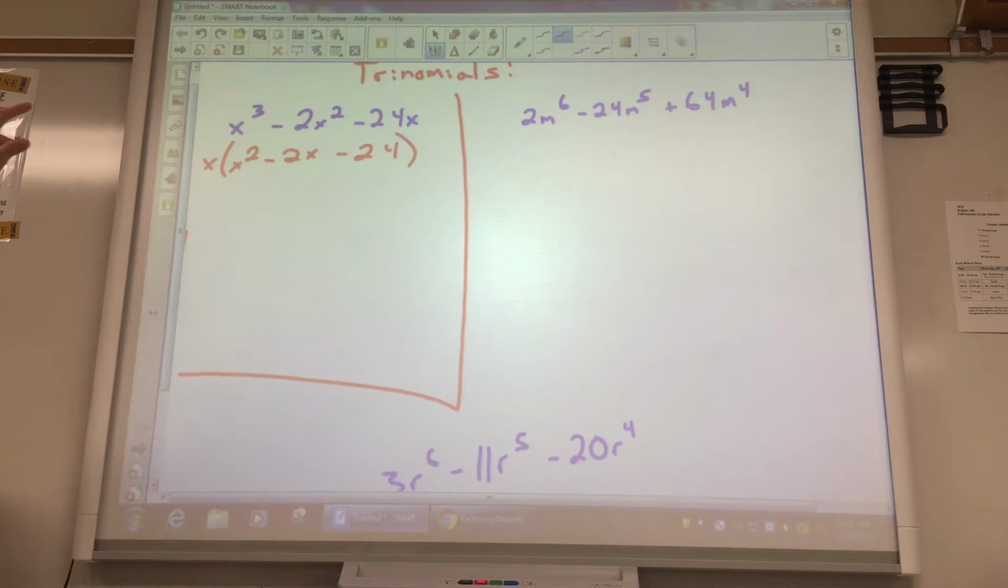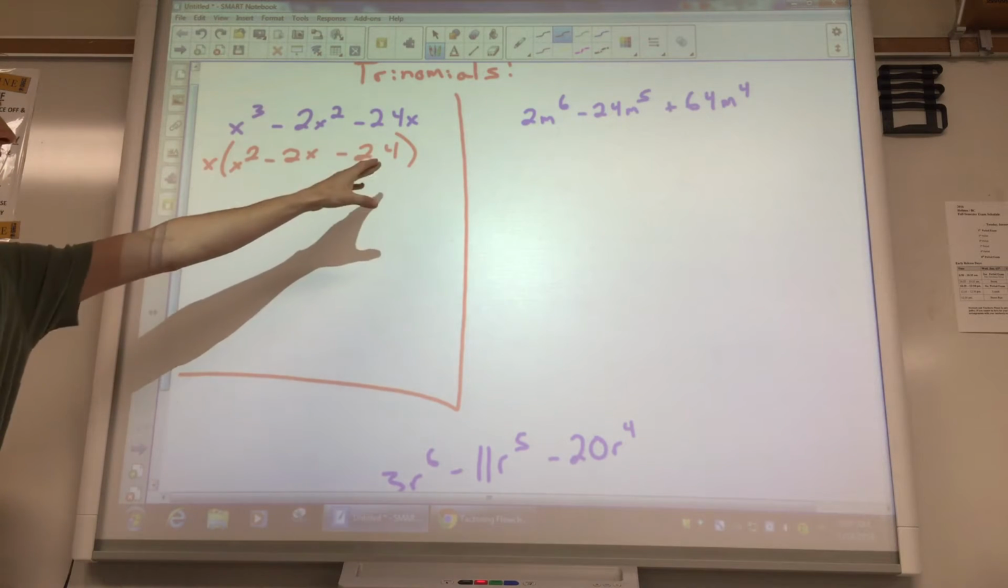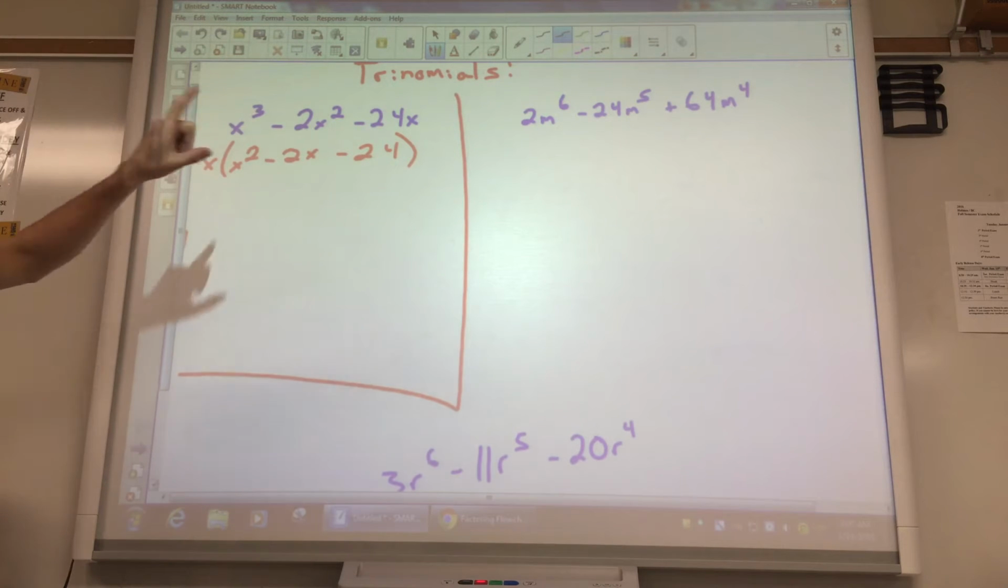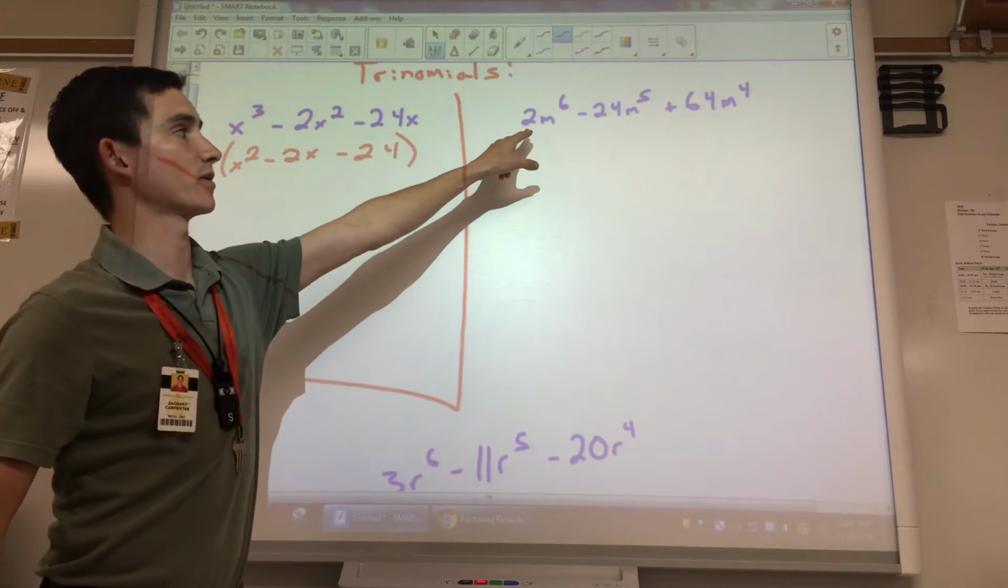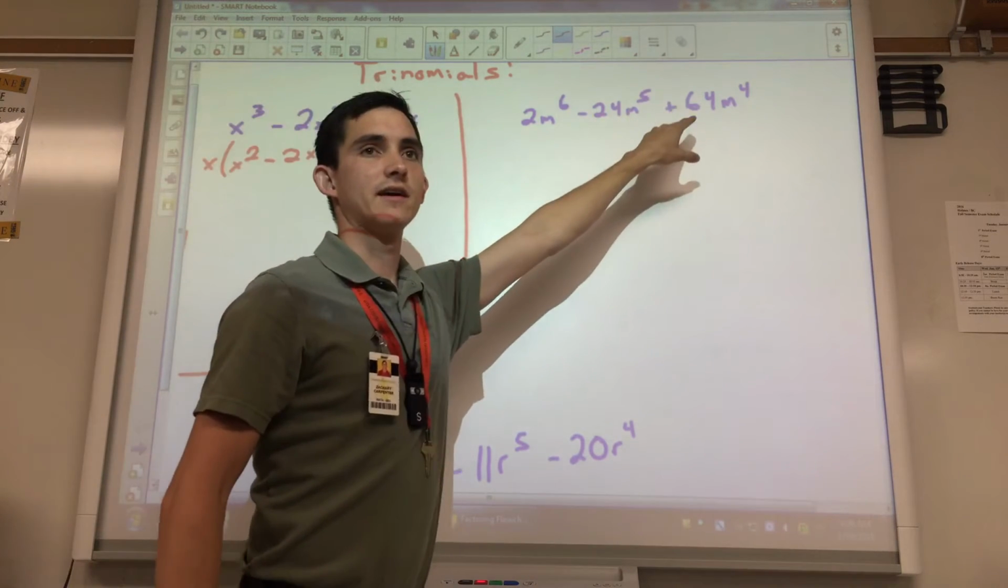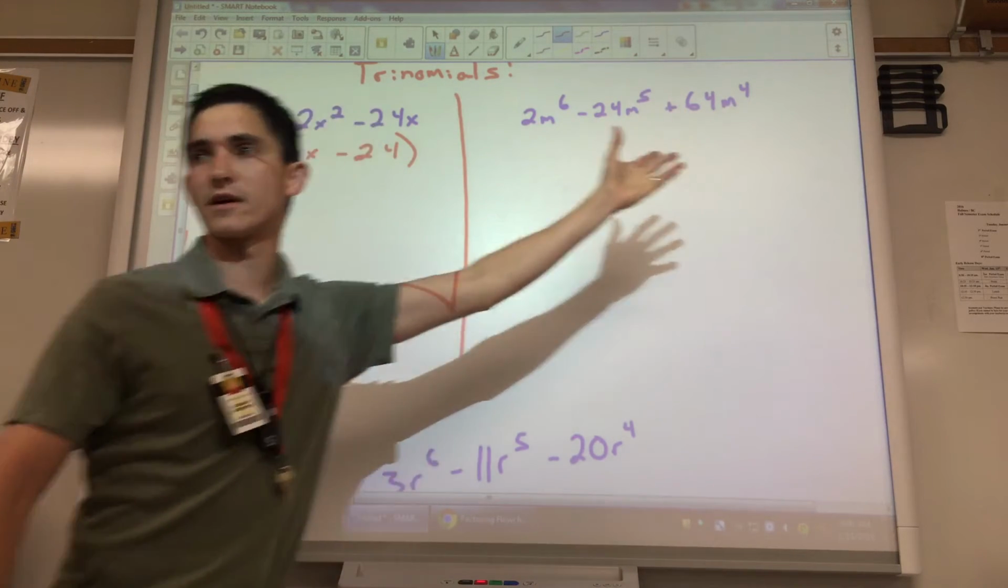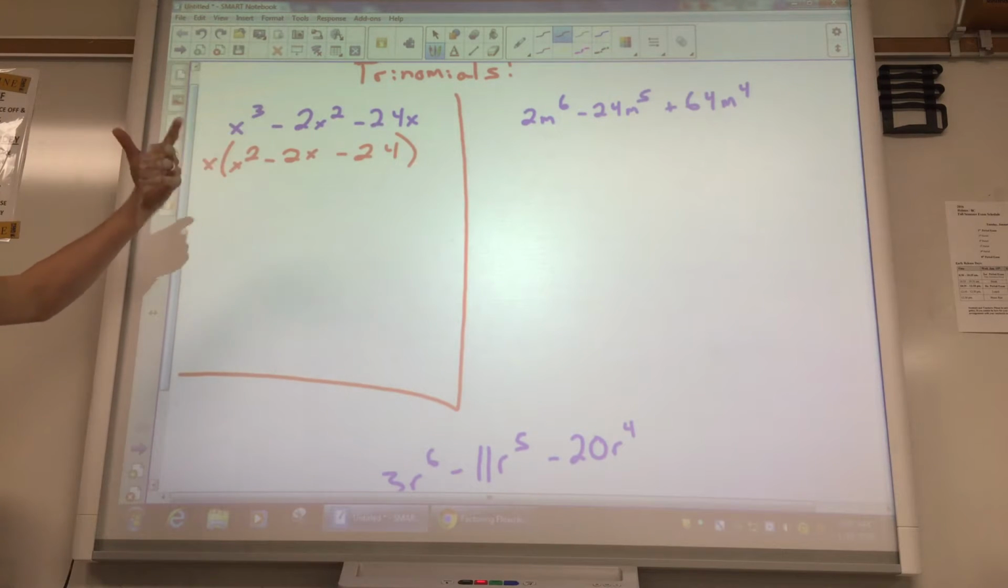Okay, so now factoring a trinomial, first thing you want to notice is that the number in front is 1, okay? If it's not 1, then hopefully you were able to factor it out. Like in this next example right here, we're going to factor out that 2. And you're going to be left with 1 in front, okay? So right here we have 1 in front, and that makes it really easy.